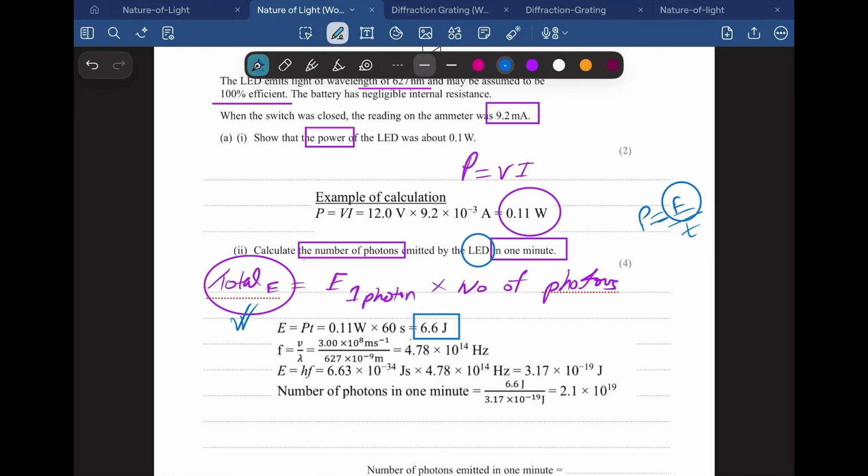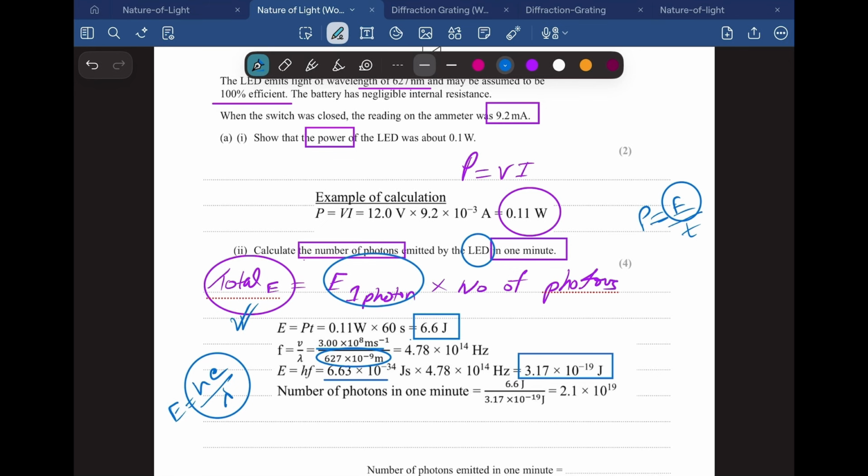I have got the total energy. Now I will have to figure out the energy of one photon, and the best formula to figure out the energy of one photon is E equals hf, or you can also use E equals hc by lambda. We know the Planck's constant value, which is this one, multiplied by this 3 into 10 to the power 8 divided by 6.27 into 10 to the power minus 9, which will give us a value of 3.17 into 10 to the power minus 19 joule.